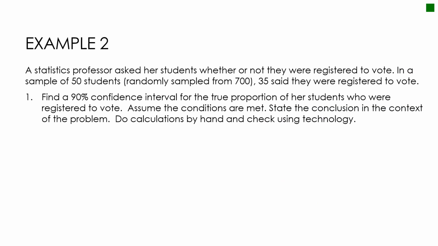So first question says that a statistics professor asked her students whether or not they were registered to vote. In a sample of 50 students, randomly sampled from 700 total, 35 said they were registered to vote. So before I do anything else, let's talk about some of those values. A sample of 50 students means that that is n. My sample size is n. 35 said they were registered. That means p hat is going to be 35 out of 50.